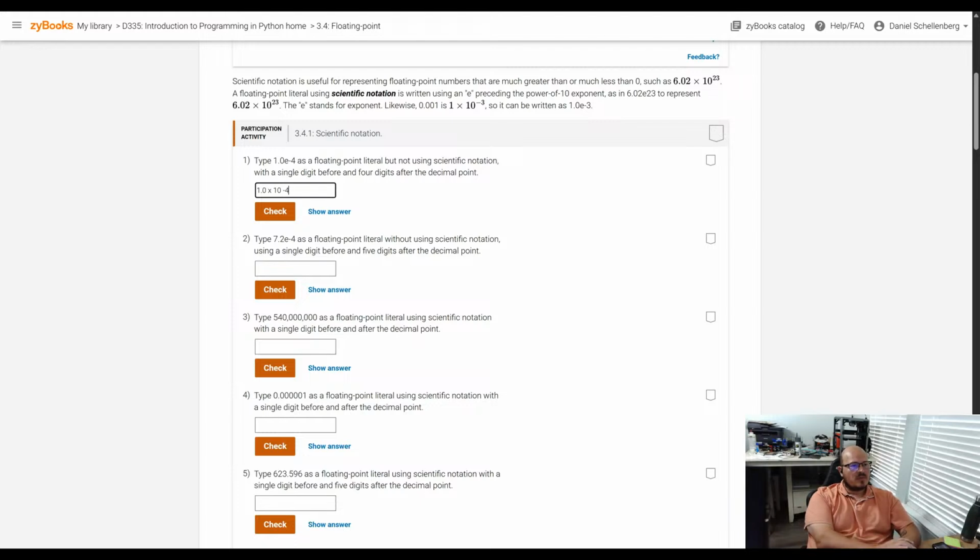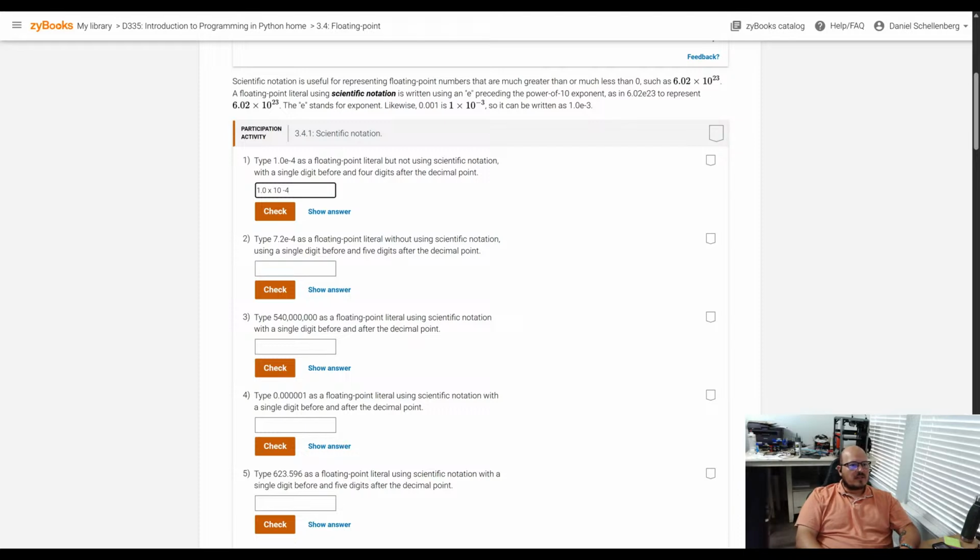Type as a floating point literal, but not using scientific notation, with a single digit before and 4 digits after. So 1, 2, 3, 4 after the decimal point. I'll be honest with you, I am not too sure how it's wanting me to write it, so I'm gonna guess, and if it's wrong, I'm gonna find out why.